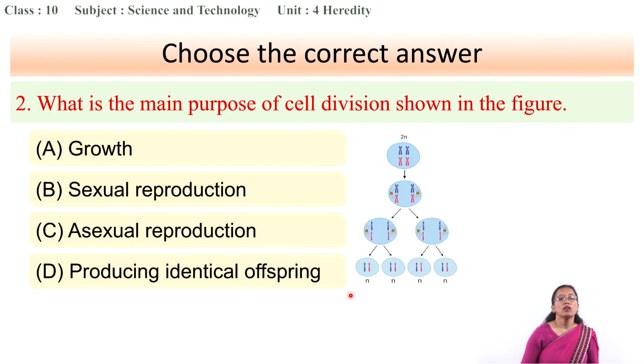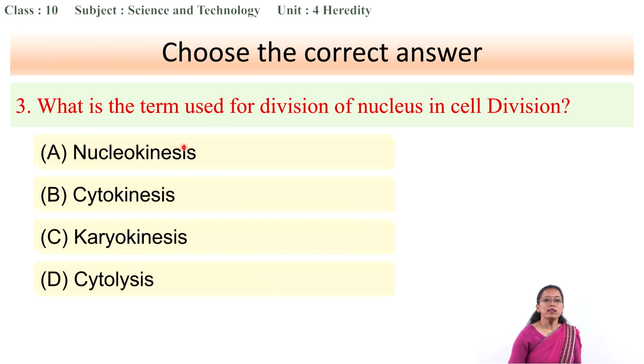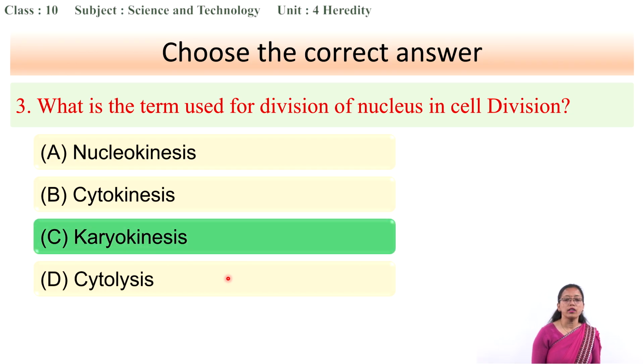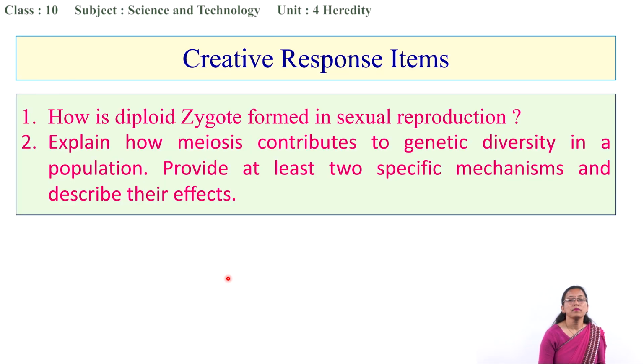Next question. What is the main purpose of the cell division shown in the figure? What type of cell division is it? Yes, it is meiosis, where four daughter cells are formed. Now, what is the purpose of this? Growth, sexual reproduction, asexual reproduction, or producing identical offspring. Which one is correct? Yes, it is sexual reproduction. Next question. What is the main term used for the division of the nucleus in cell division? Nucleokinesis, cytokinesis, karyokinesis or cytokinesis. Which one is the correct answer? Yes, it is karyokinesis.